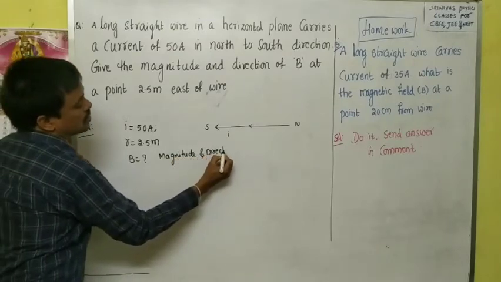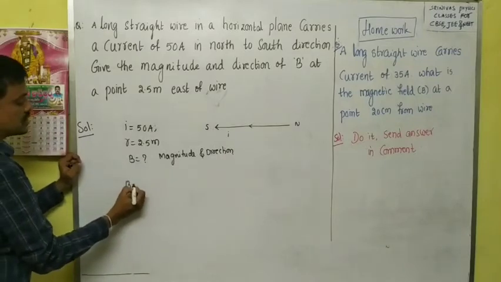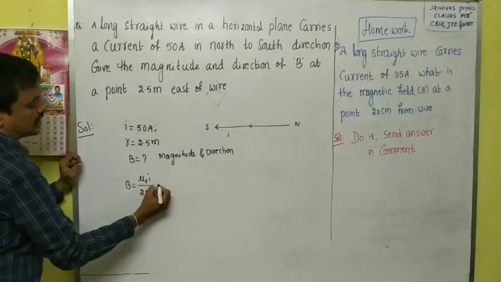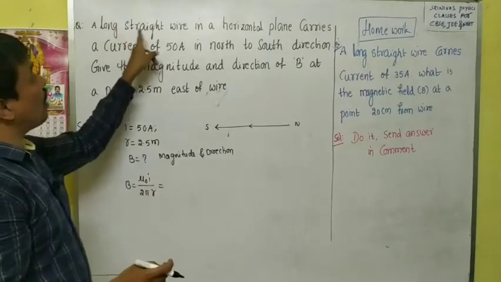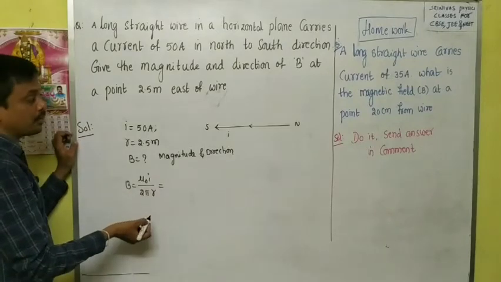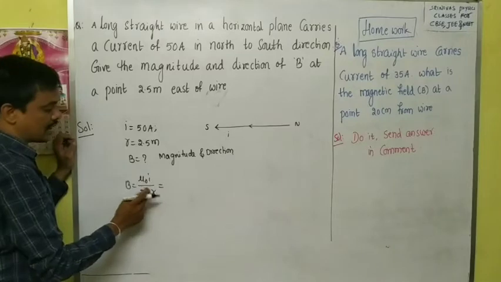Okay, that is our question. Magnitude is very easy to find out. What is the formula for the magnitude? Mu naught I by 2 pi r, for an infinite straight current carrying wire. A long wire, long means infinite. For an infinite wire, the B formula is mu naught I by 2 pi r. This is the formula for the magnetic induction due to a wire at a distance r.